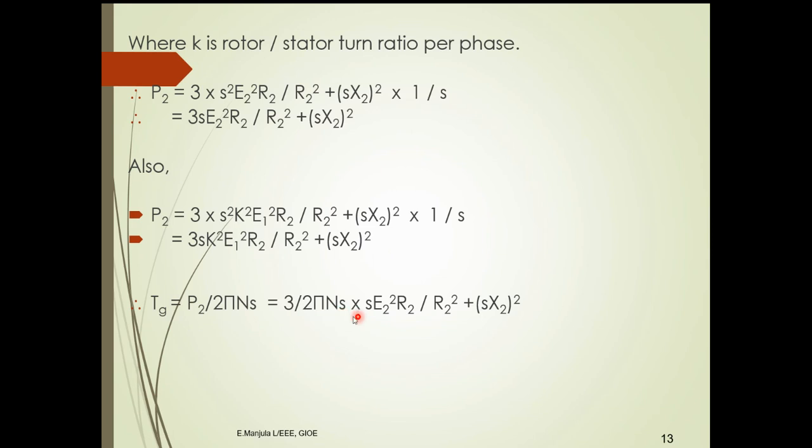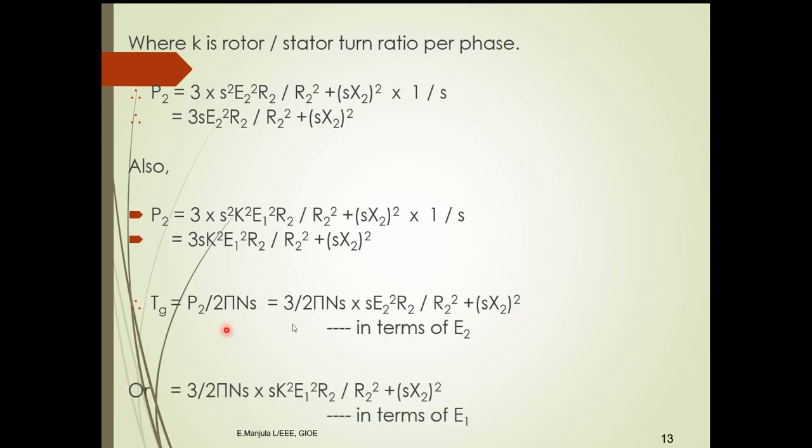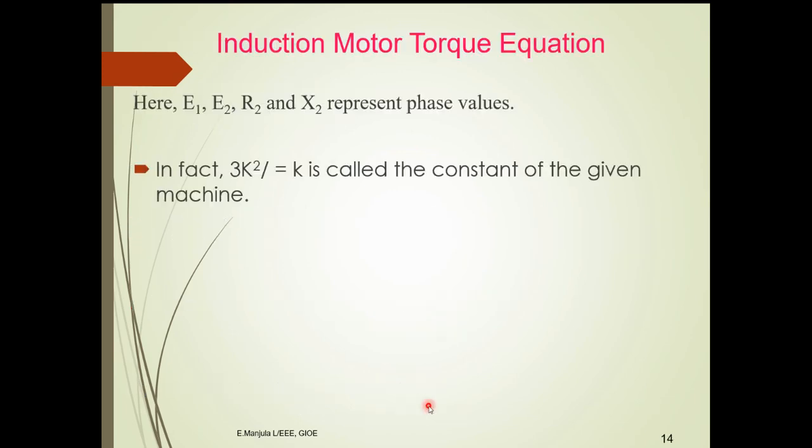And Tg is equal to P2 divided by 2 pi ns, which is equal to 3 by 2 pi ns into S into E2 square R2 divided by R2 square plus SX2 square, substituting P2 directly here. So this is in terms of E2, and we can get it in terms of E1 also, so here this will become S into E1. Here E1, E2, R2 and X2 represent the phase values.